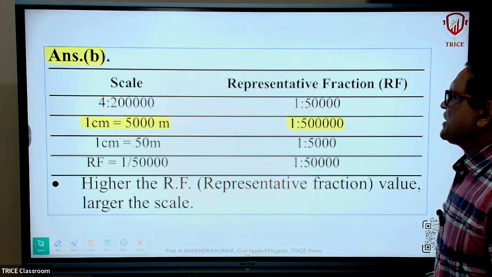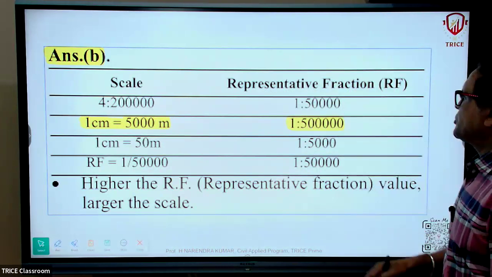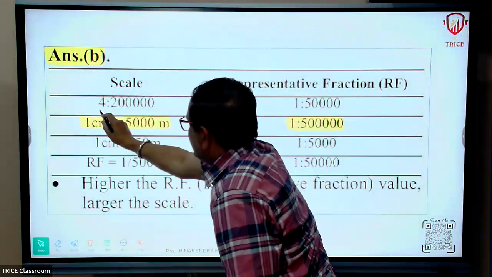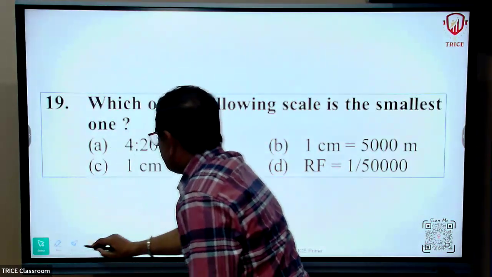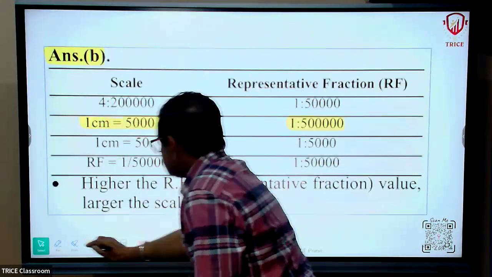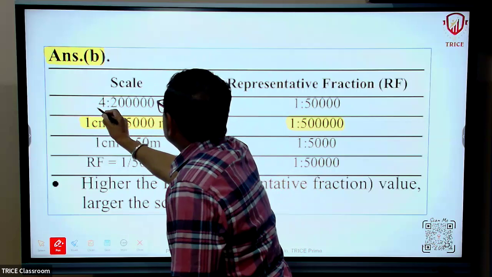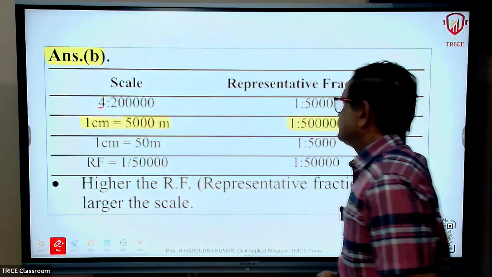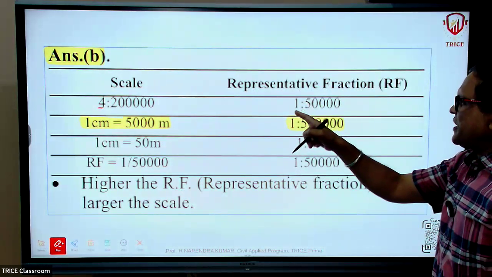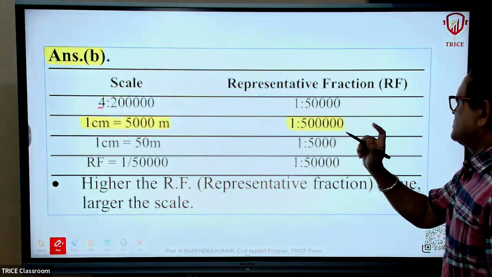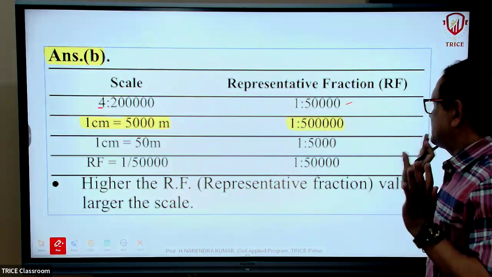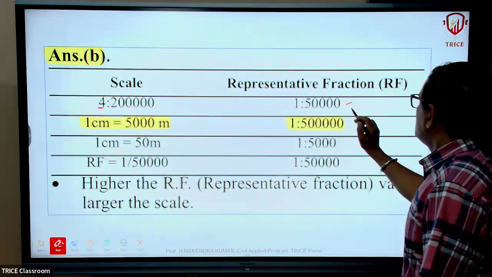So here 4 is to 2 lakh is given. That has to be converted into RF. On the left hand side, let me highlight. This 4 has to be converted into 1. So if that becomes 1, I need to divide the right hand side 2 lakh by 4. So it becomes 1 is to 50,000. 2 lakh divided by 4 is 50,000. So I converted scale into RF.